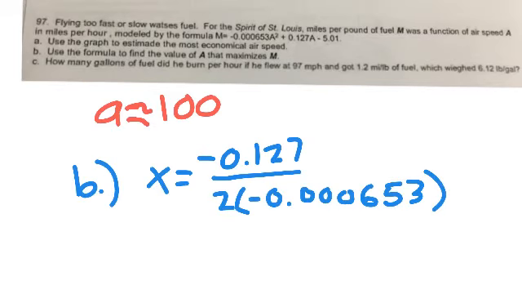We're looking for the bracket. And so that's 0.127 divided by 2 divided by 0.000653. If we did that, we should get 97.2.